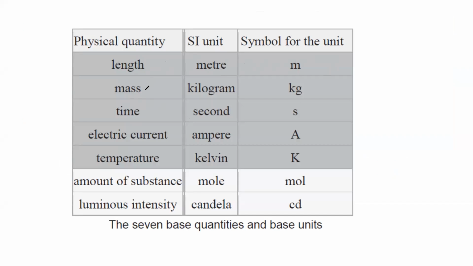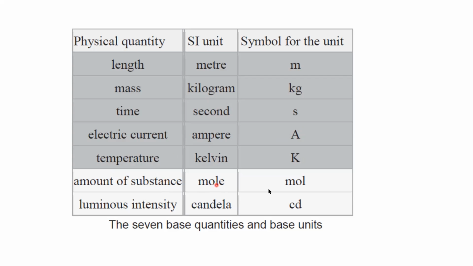Mass is a physical quantity, a base quantity. The SI unit of mass is kilogram and it can be represented as kg. Time is the next base quantity. The SI unit of time is second and it can be represented by small s. Electric current, that is, the unit is ampere and it is denoted by capital A. Temperature is in Kelvin, denoted by capital K.